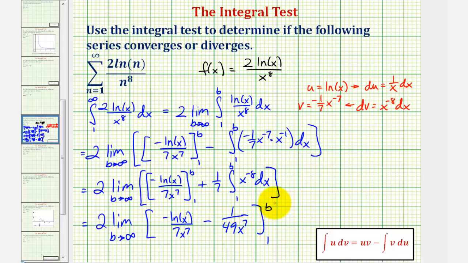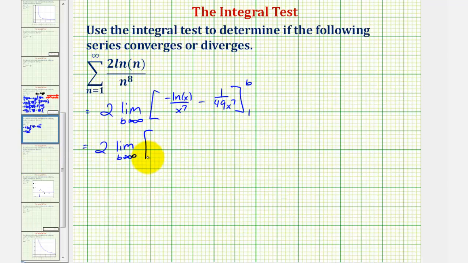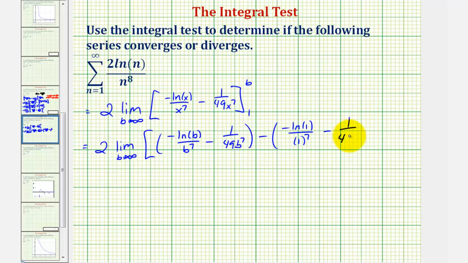Let's continue on the next slide. So when x is equal to b, we have negative natural log b divided by b to the 7th minus 1 over 49 b to the 7th. And then when x is 1, we have negative natural log 1, which is 0, divided by 1 to the 7th minus 1 over 49 times 1 to the 7th.